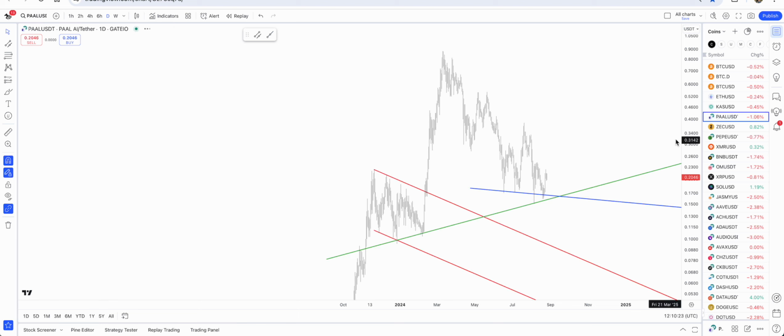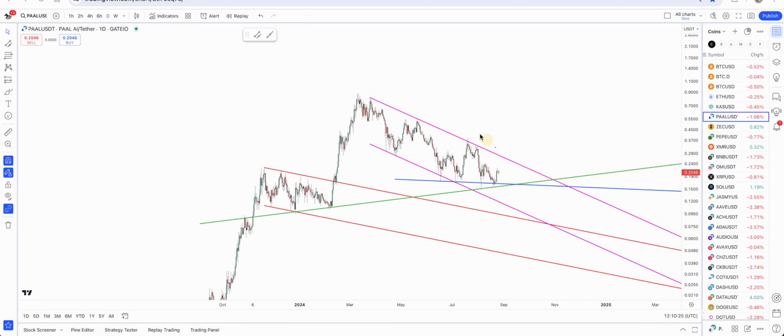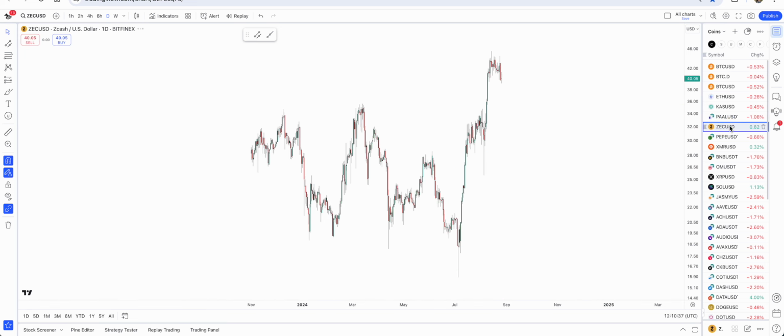Okay, PAL is inside the purple bull flag. Blue support, green support, they're holding. Anything above 27, 28 cents is going to look like a massive breakout for PAL.